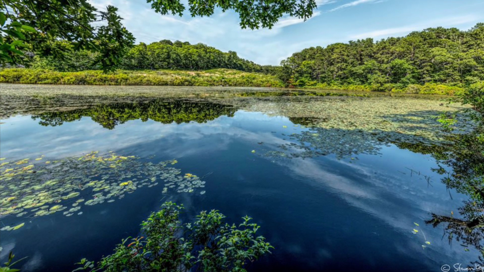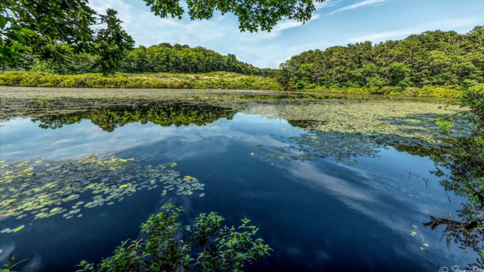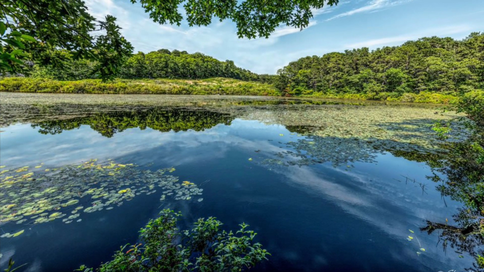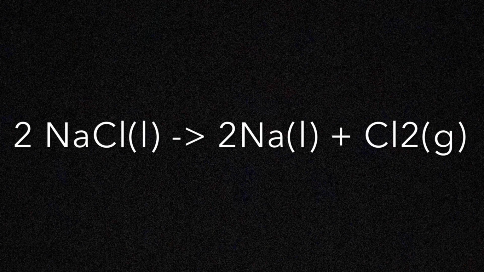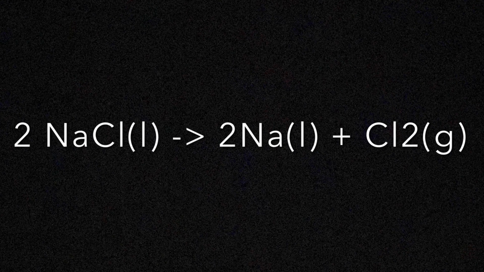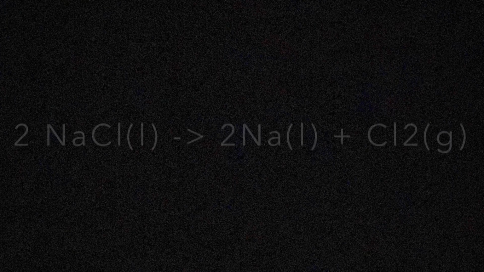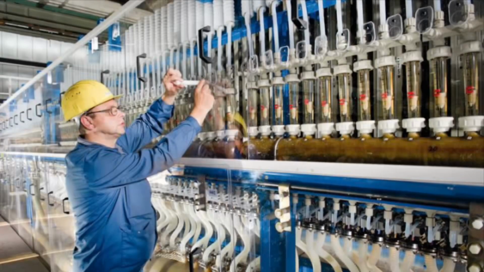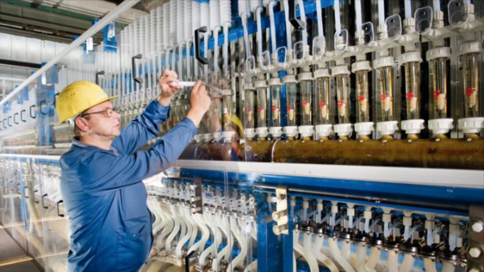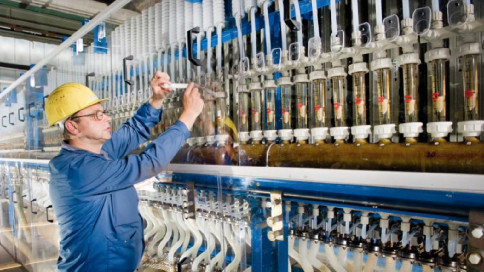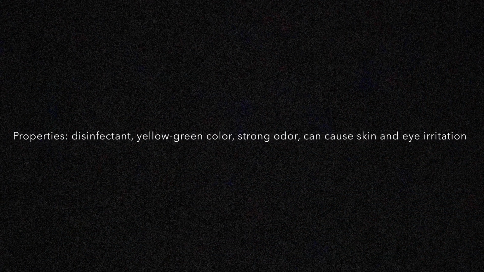Chlorine can also be found in freshwater sources as salt. However, chlorine can be isolated from the salt through electrolysis. This is the chemical equation for chlorine. Chlorine is found pretty frequently all over the world, but the production of chlorine is mostly in the United States, China, Japan, and India.